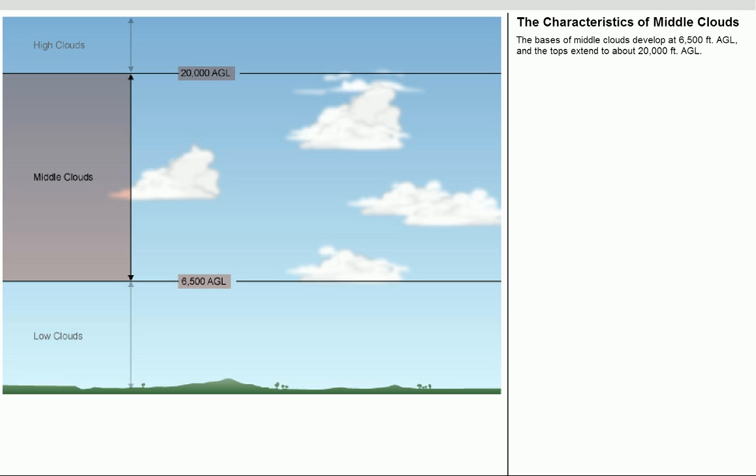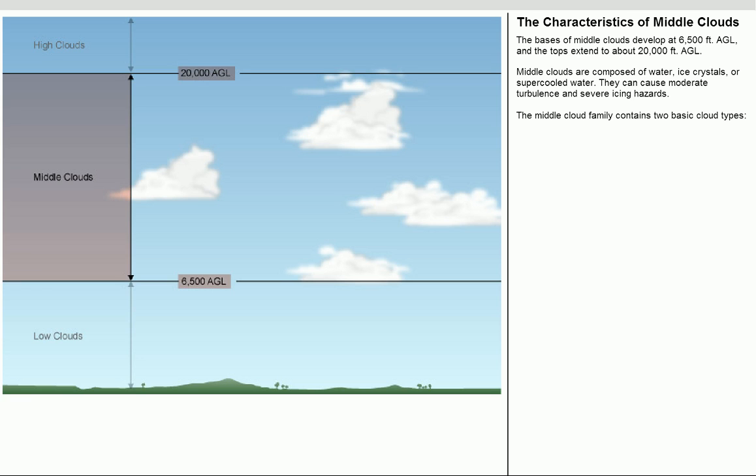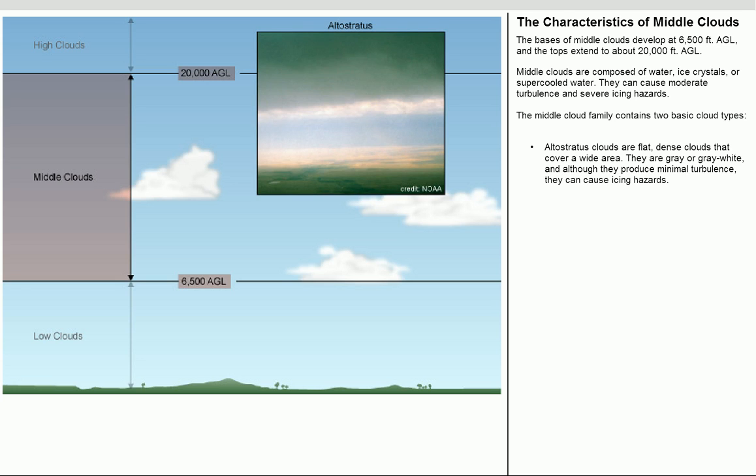Middle clouds are generally grayish or grayish-white in color. The bases of middle clouds start at about 6,500 feet AGL, and the tops extend to about 20,000 feet AGL. These clouds are composed of water, ice crystals, or supercooled water. They can cause moderate turbulence and potentially severe icing hazards. The middle cloud family contains two basic cloud types.